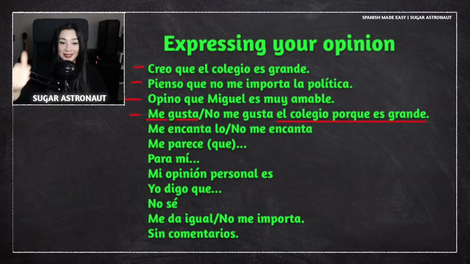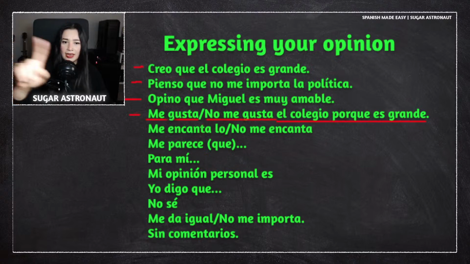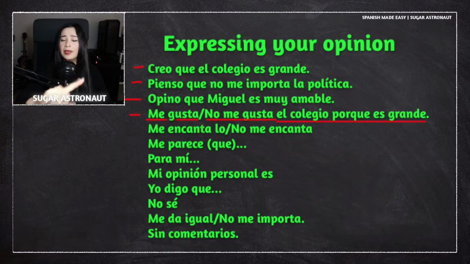Okay, so that's great. You're expressing your opinion right there. Or you can say, no me gusta el colegio porque es grande. I don't like the school because it's big. Okay, maybe you like small schools, a small college. So you can say that, right? Excellent. That's very easy. You see? Very, very easy.